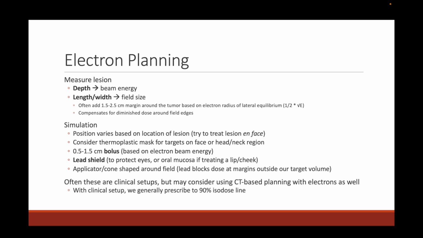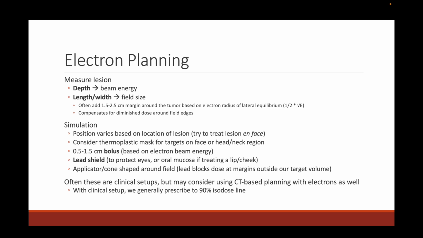Even for targets that are on extremities, we can often use a mask to immobilize the joint that is proximal and the joint that is distal to the area that we're treating, just so that we can achieve a reproducible position and make sure that the patient is holding still. So especially for our patient who we're treating something on his face, we would consider using a thermoplastic mask to hold the patient still.